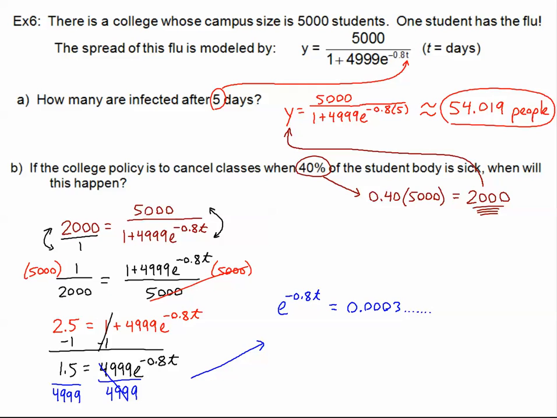The last thing I need to do, actually two more things, I need to do the natural log of both sides. I might just squeeze it in right in here so that I can cancel this away. Make sure you do it to both sides, and I'll have -0.8t is equal to the natural log of 0.0003 dot dot dot. This is an exact number that I'll eventually use, and then divide by -0.8, and I'll have my answer for t. A little bit trickier here.